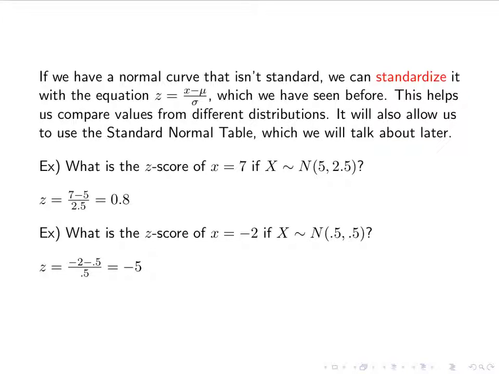Notice that when z is positive, that means that my x value was above the mean, and if z is negative, that means my x value was below the mean. Remember, back when we first started talking about standard deviations, this z, or the z-score, is how many standard deviations away from the mean our value x is. So in the first case, 7 is 0.8 standard deviations, or 0.8 of 2.5, away from the mean, which was 5. Negative 2 is negative 5 standard deviations away, so it's negative 5 0.5s away from the mean.